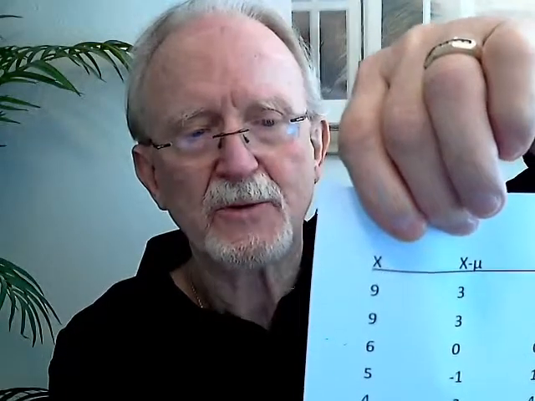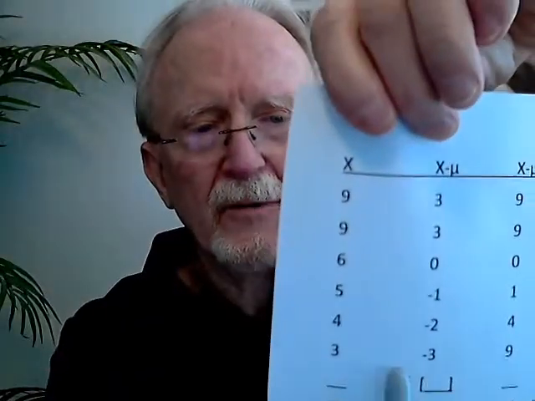6 from 4, -2. 6 from 3, -3. Okay, now, they don't do this in the book, but I just want to show you something. If you add these all up, you get 0.